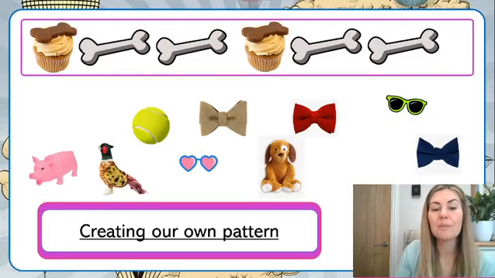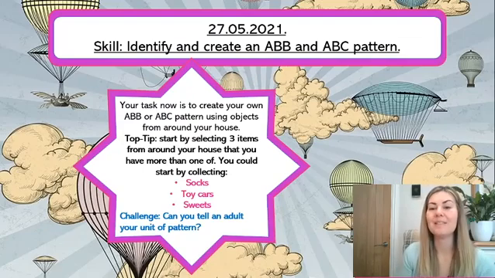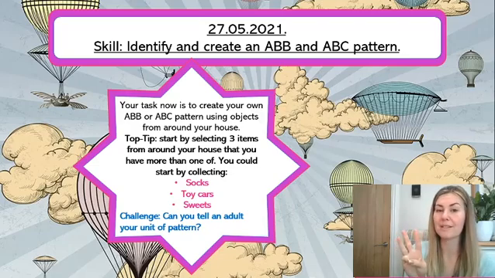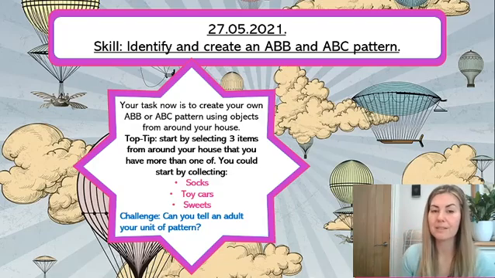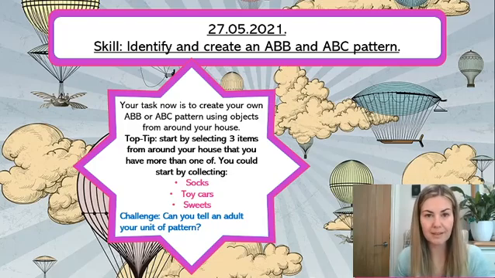And that's what I would like you to do today. I would like you to make your own ABC and ABB pattern. So you're going to make 2 patterns. The first one is going to have 3 objects in, and they are all going to be different. And the second pattern you make is also going to have 3 objects in, but 2 of those objects need to be the same. Now you can do this by going around the house and collecting objects, or you can get a piece of paper and some colouring pencils and make a simple pattern on that.